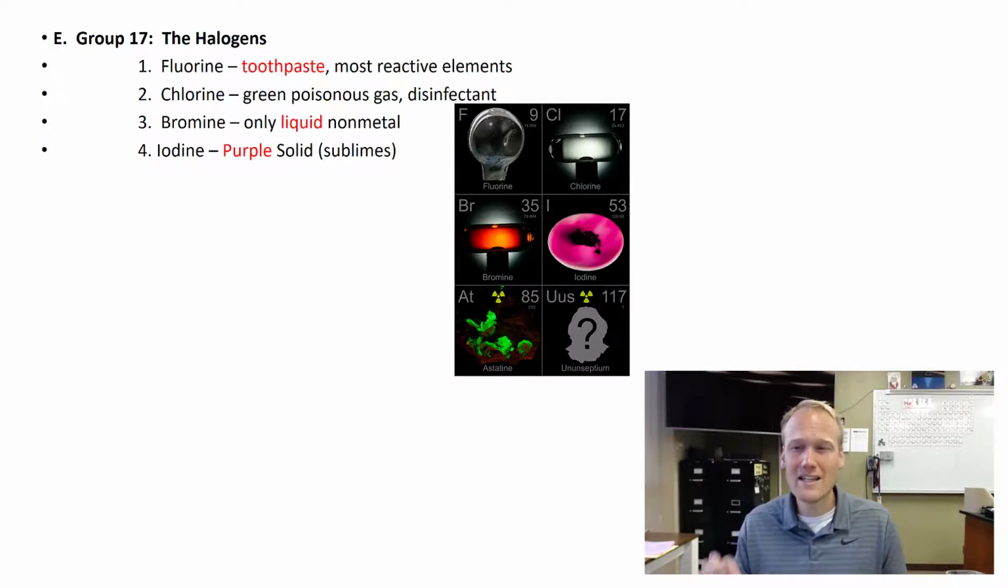Bromine is the only liquid nonmetal. Mercury is the only liquid metal. Iodine is one of the few elemental solids that will sublime. It goes from the solid state and will turn into this purple gas. Iodine can also be used in different types of sterilization or making things bacteria-free.